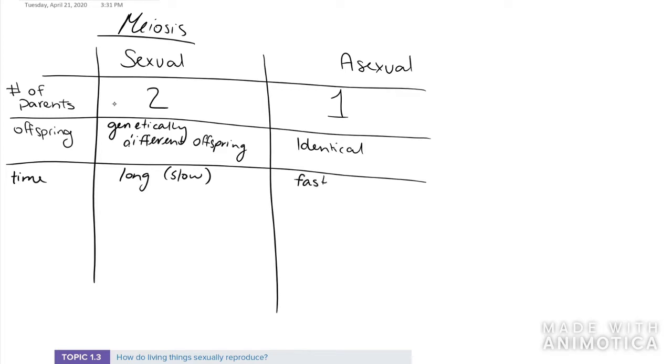But for asexual, this is really fast. Some bacteria can reproduce in 20 minutes, which means that every 20 minutes, the number of those bacteria can double under ideal conditions.